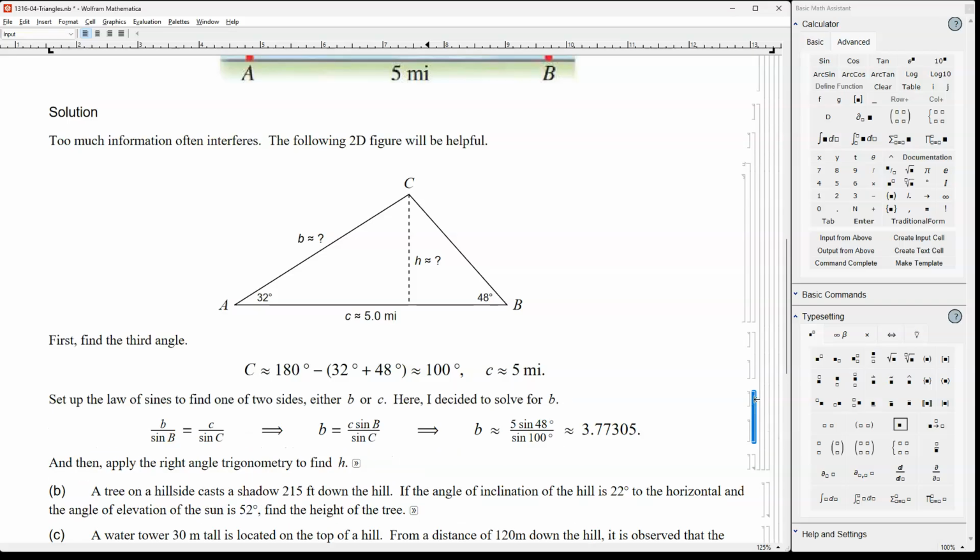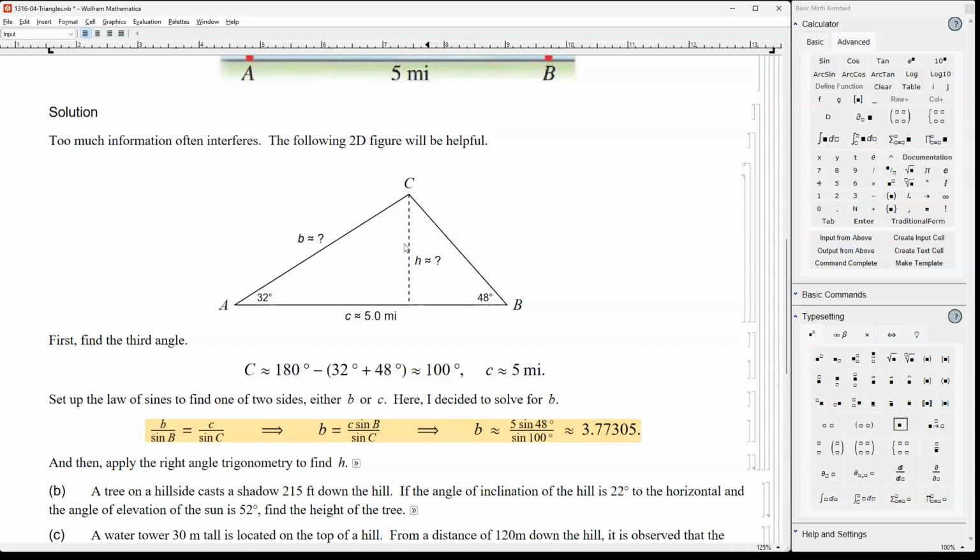Let's open this cell, and let's check what I did. Alright, exactly the same thing. I solved this symbolically first, but no difference there. And then punching in the calculator, I'm getting 3.77 something miles. Alright, so part 1 of the problem is done.